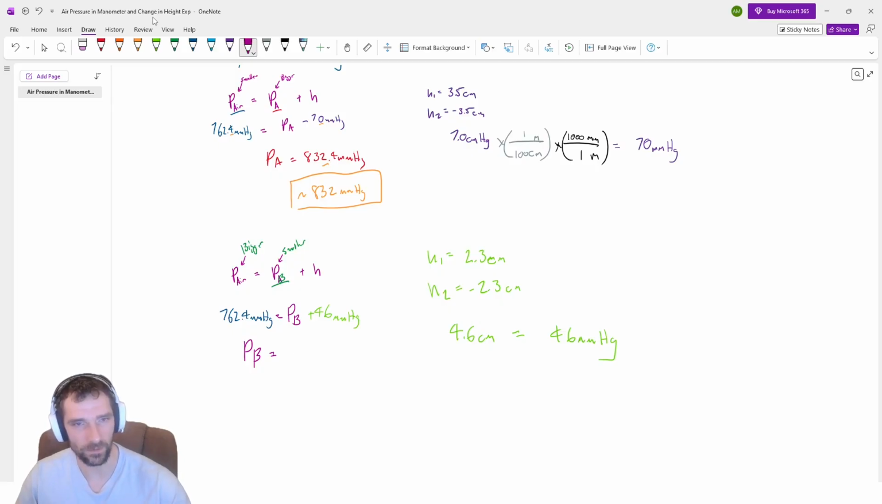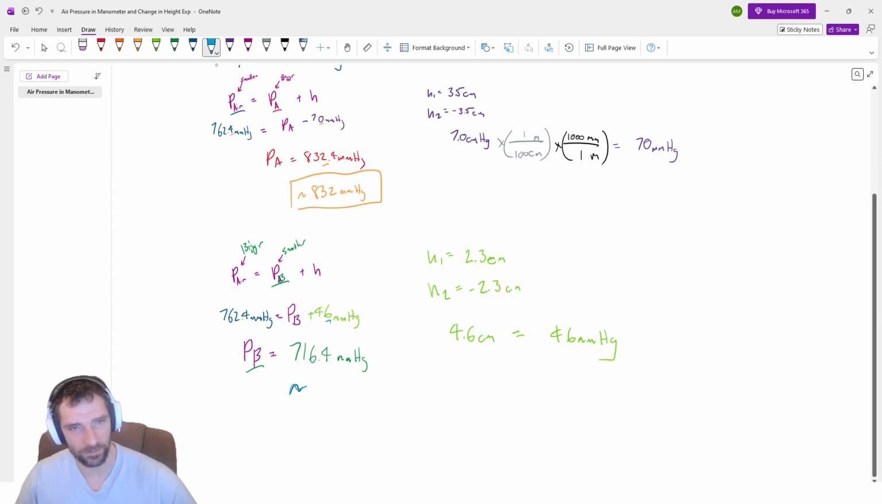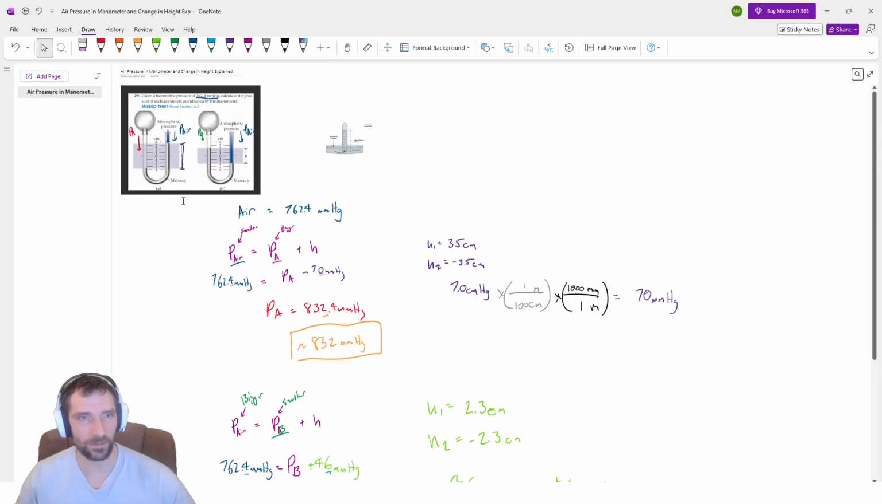So going with our color coding, that's for B, 716.4 millimeters of Hg, but we do a slight rounding of that due to the fact that the last significant figure was in the ones place here, so this is going to be 716 millimeters of mercury approximately for this B. And so you can see it's pushing down, but not as hard as the air is pushing down. So that's how you would think about these problems.